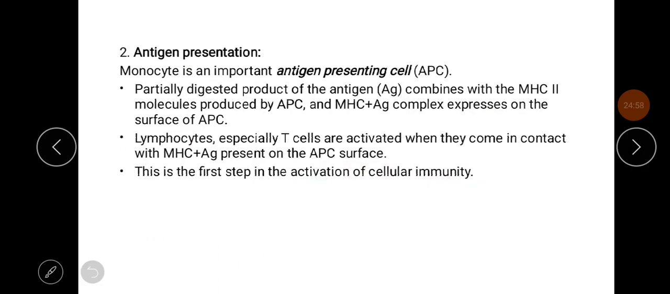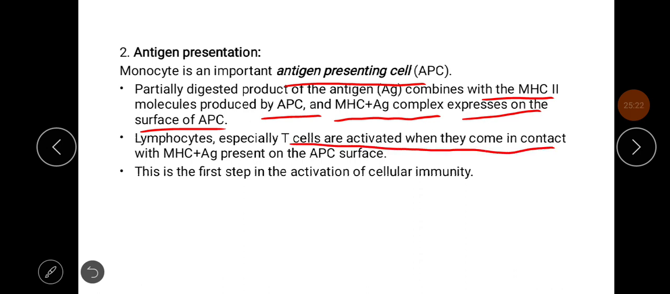Antigen presentation. The monocyte is an important antigen presenting cell. Partially digested product of antigen combines with the MHC2 molecule produced by the antigen presenting cell. The MHC and antigen complex is expressed on the surface of the APC. Lymphocytes, especially the T cells, are activated when they come in contact with the MHC antigen present on the APC surface. So, this is the first step in the activation of cellular immunity.